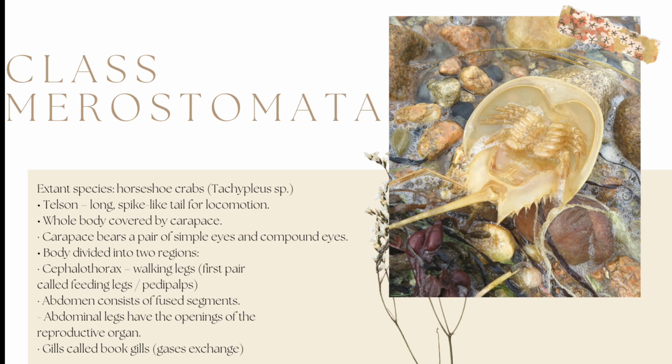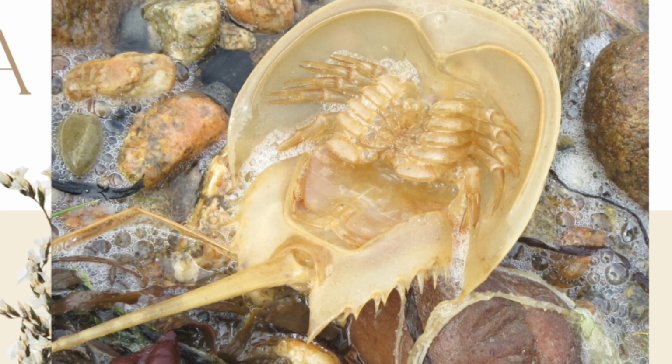What's interesting about Merostomata is its whole body is covered by a carapace. The carapace bears a pair of simple eyes and compound eyes. Its body is divided into two regions: the cephalothorax, with walking legs, the first pair called feeding legs or pedipalps, and the abdomen, which consists of fused segments. Abdominal legs have the openings of the reproductive organs.